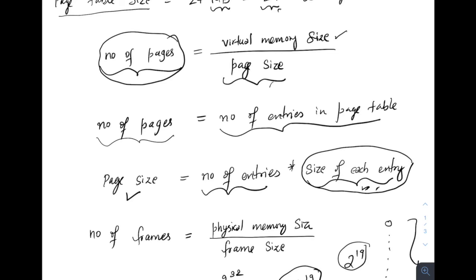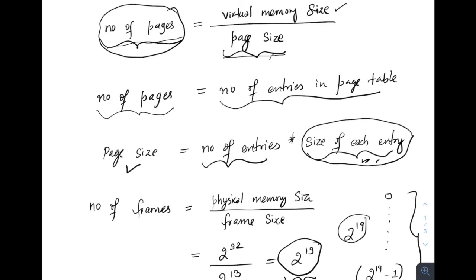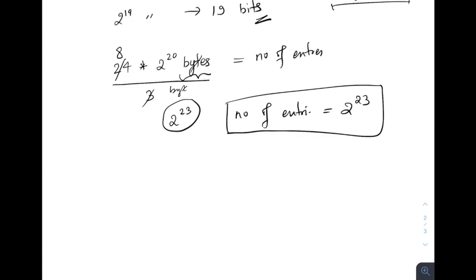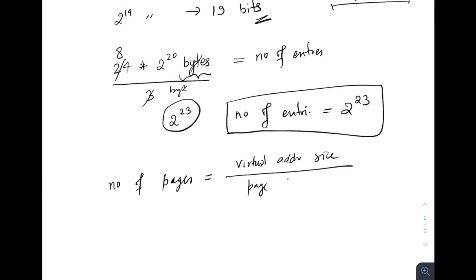Now let's go up again. Now we have got this also. We know page size also. Now we have to find the virtual memory size. Now how can we find that? So basically virtual memory size will be equal to, if you multiply these two, number of pages and page size, you will get it, right? Let's write the formula again. So number of pages equals virtual address size by page size. Our number of pages is 2 power 23. We got it from here, that is the number of entries in the page table.